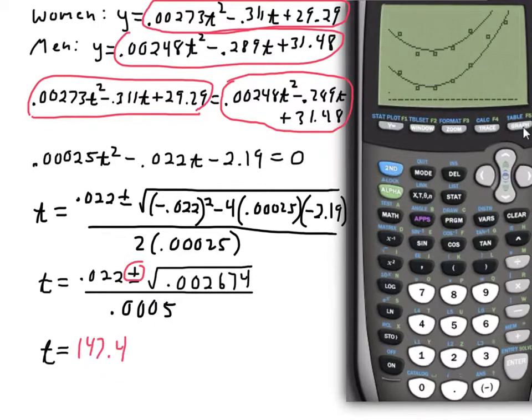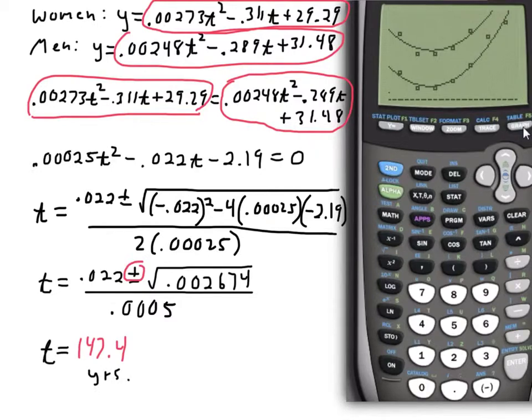And when you use the minus, you actually get a negative solution, which would mean you're going backwards in time from where this problem started. And I don't think we should do that. We're just trying to project into the future here. Where are these two curves going to come together and meet? And so the answer, according to the quadratic formula, is that it would happen in 147 years.